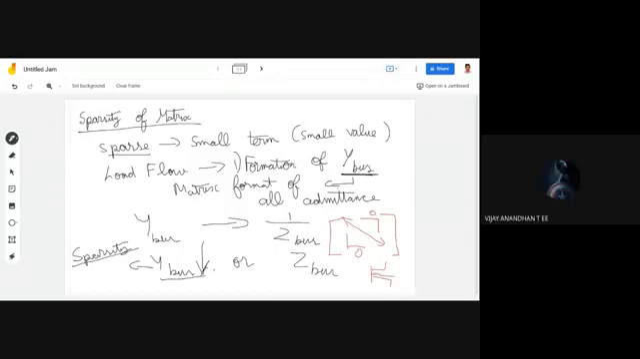Okay. Sir, can you repeat that? Why will the Y bus values be small, once again, sir? Okay, it comes from your sparsity matrix. So first you have to know about sparsity. Generally, sparse, as the meaning says, means small value.